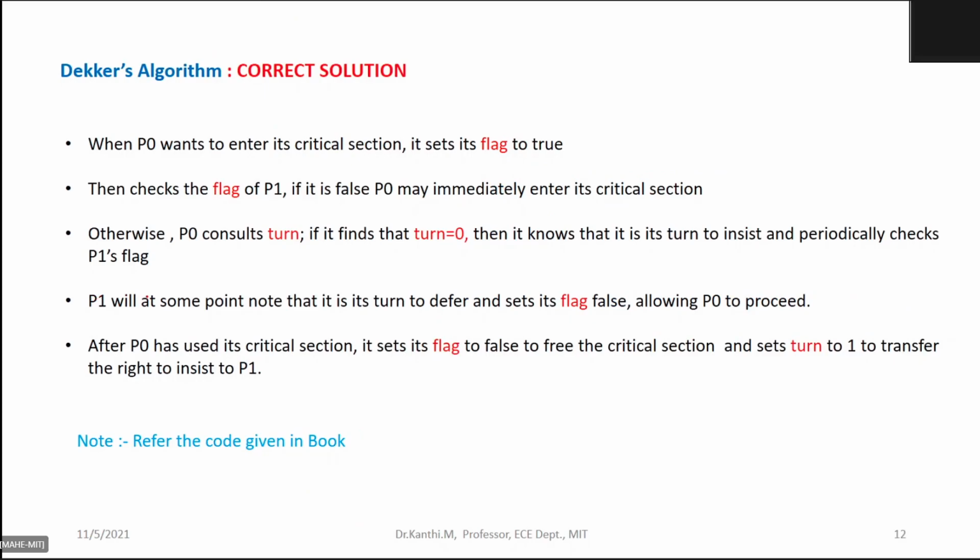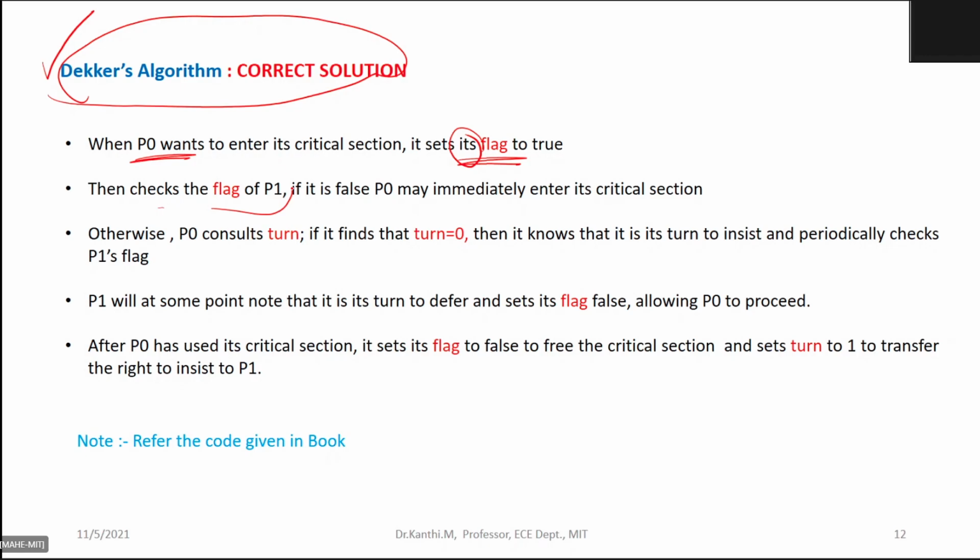So a correct solution is given for this algorithm. When P0 enters the critical section, it sets its flag, please note, to true. Then it checks the flag of P1. If it is false, immediately it will enter the critical section.